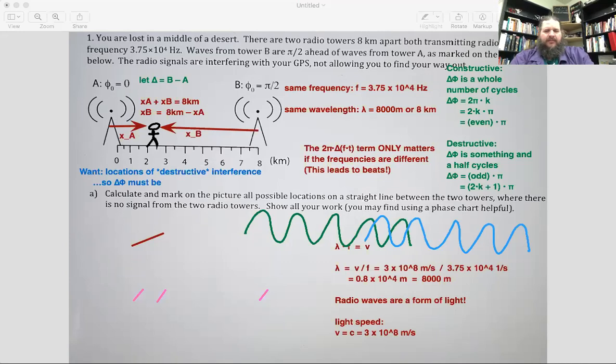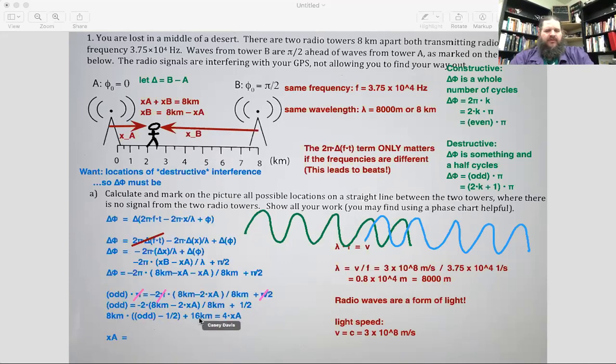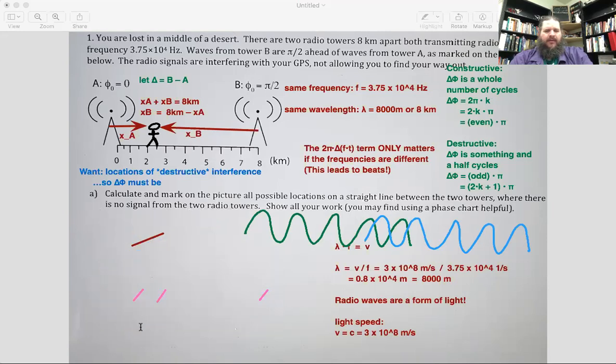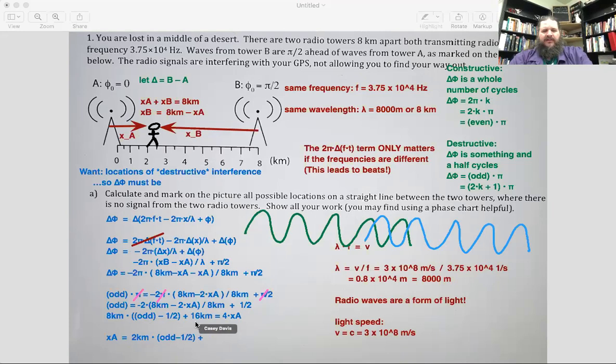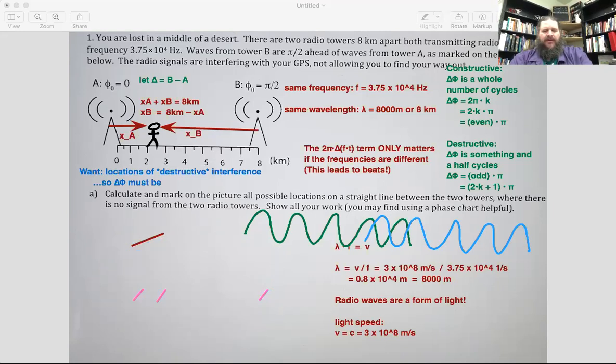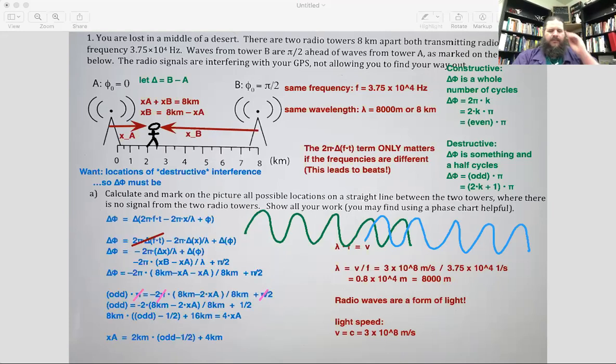So XA is going to be both of these terms divided by 4. We've got 8 kilometers times something divided by 4. That becomes 8 over 4, 2 kilometers times odd minus 1/2, plus 16 kilometers divided by 4, which is 4 kilometers. And we could even distribute this to 2 kilometers times odd minus 2 kilometers times 1/2.